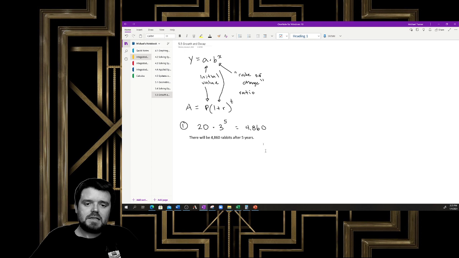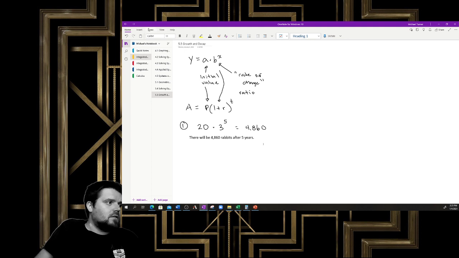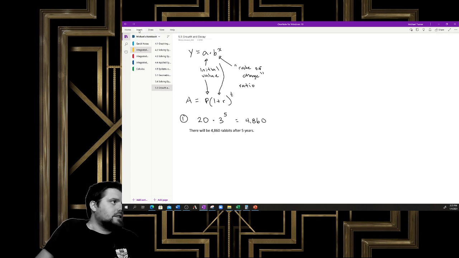Now that only works when, again, I'm using terminology like doubling or tripling. If I am increasing by a percentage, then I'm going to need to use this second formula down here. The A equals P times 1 plus r to the t power. Okay. So let's do one that looks like that.